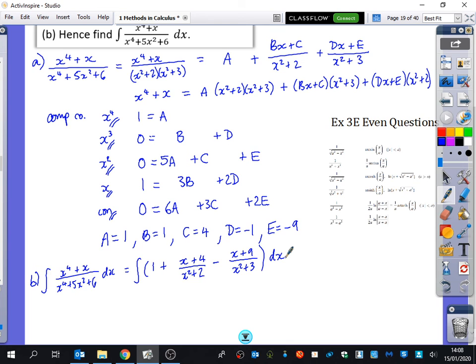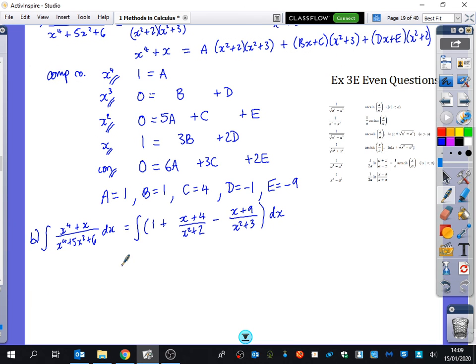How many things is this going to integrate to? 5. And what kind of techniques will we be integrating them with, apart from the one? There are two reverse chain rules and three standards. Which of the standards are we going to use? There's the arctan, because it's 1 over a squared plus x squared. And what's the other standard one again? 1 over a squared minus x squared.